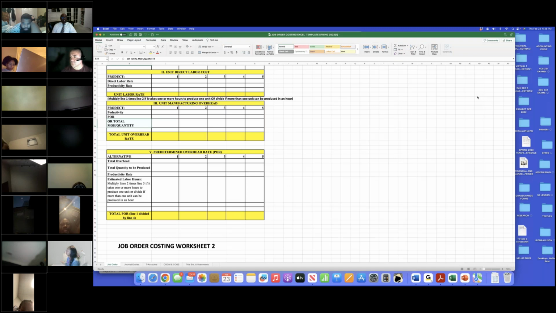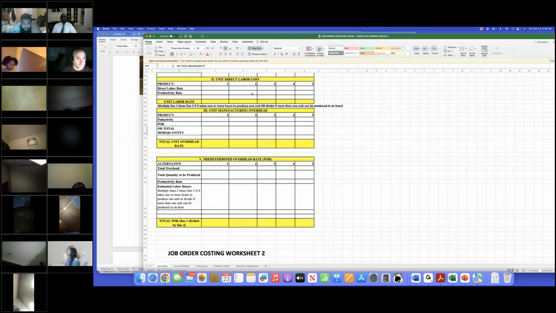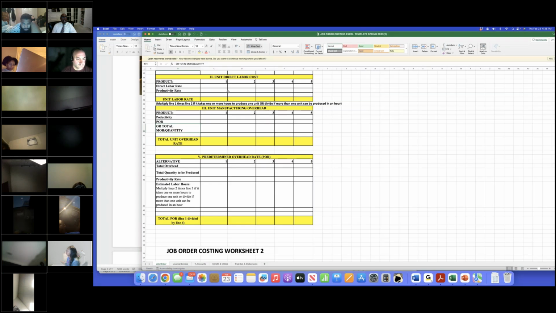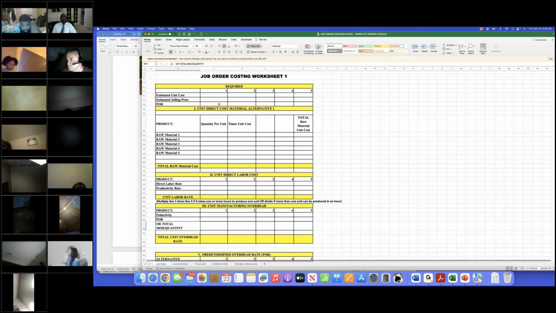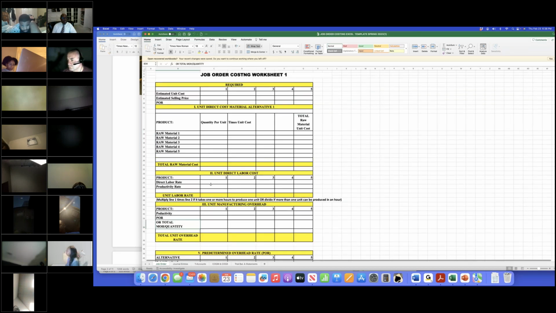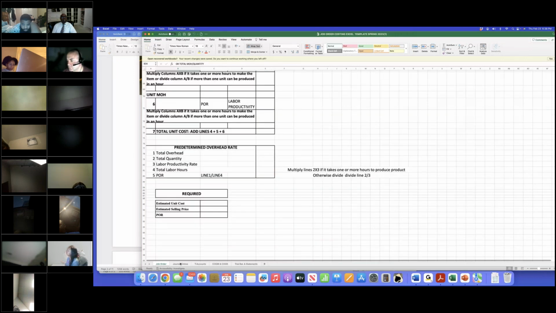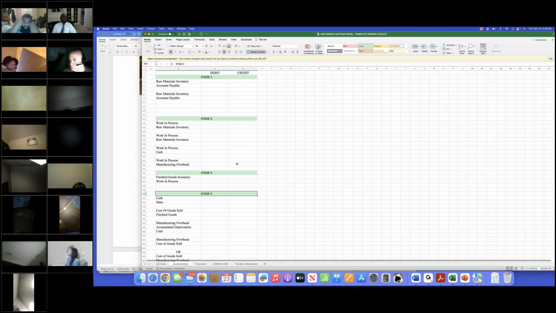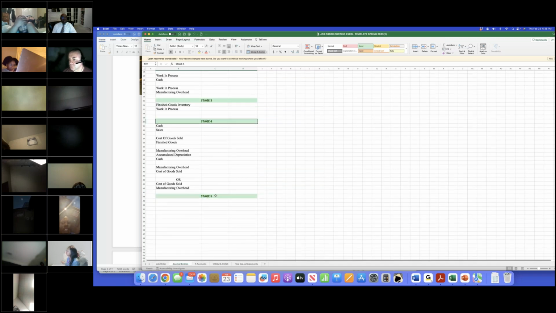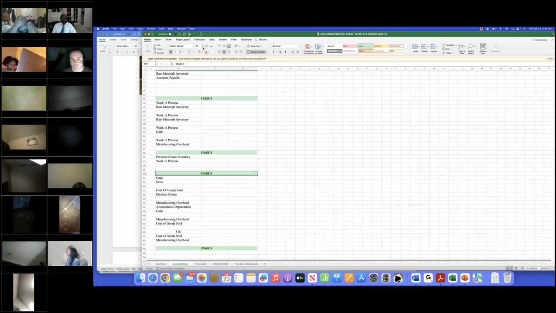So here's the first page of the template, and you only got one product. So if you were doing it, you calculate everything for the one product in this first column. Then journal entries, you come to this sheet. This is already set up for you. Stage 1, stage 2, stage 3, stage 4, stage 5. So you put your journal entries in here. It's already set up for you.